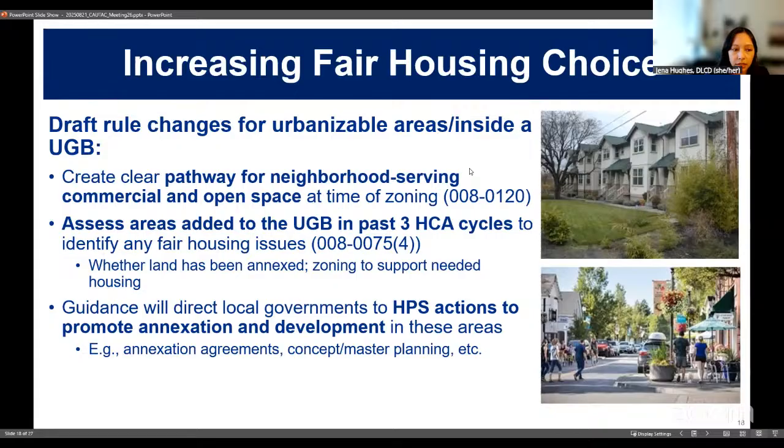And the other key amendment was to add an assessment of areas previously brought into the urban growth boundary in the past 3 housing capacity analysis cycles. And if land has not annexed and been zoned, the guidance will be to direct jurisdictions to specific housing production strategy actions to promote annexation and catalyze development in those areas. For example, annexation agreements, concept and master planning, that sort of thing.